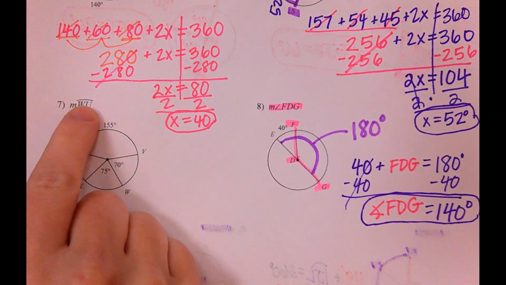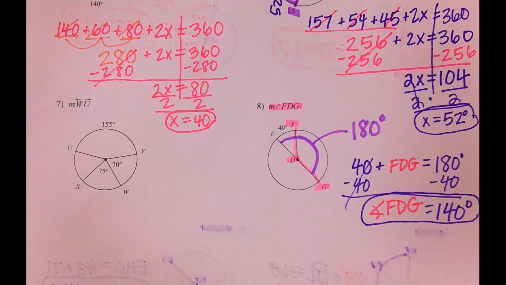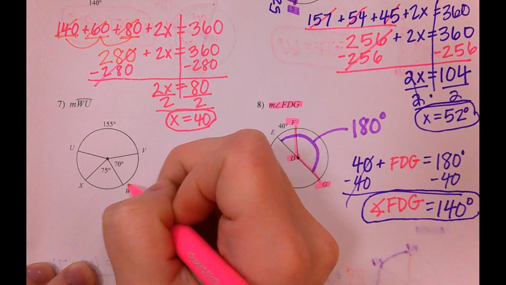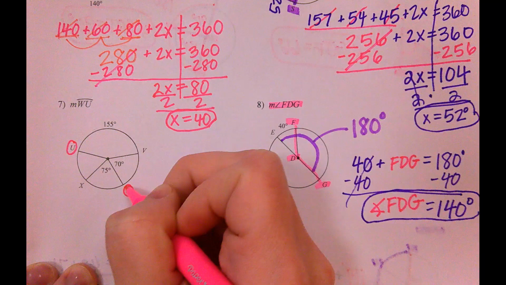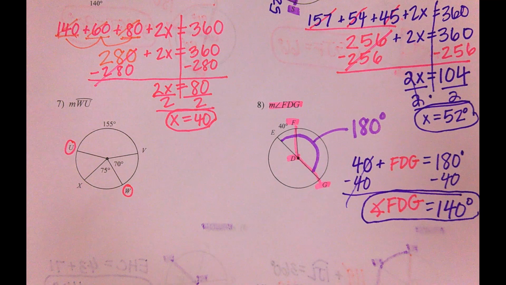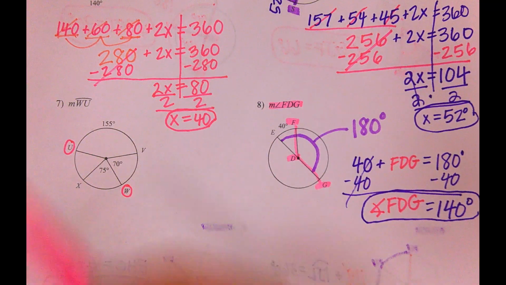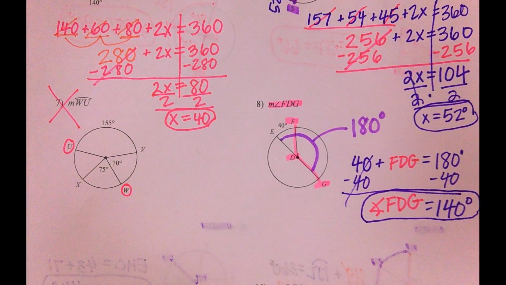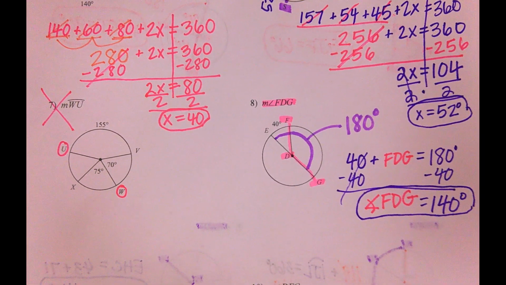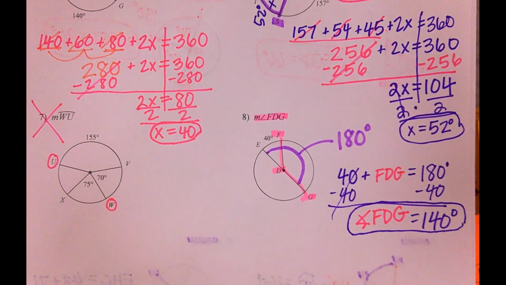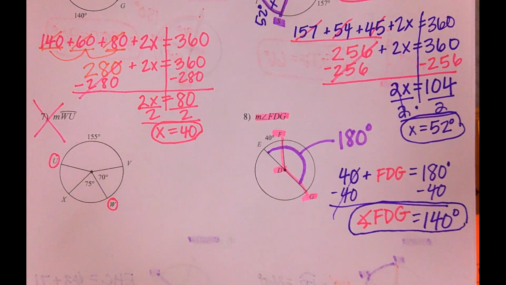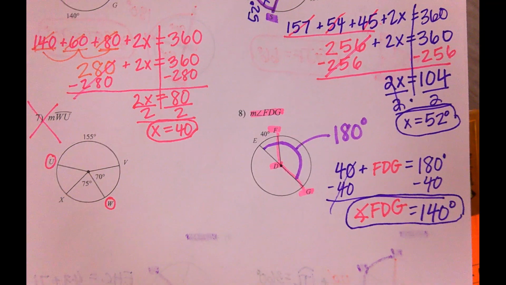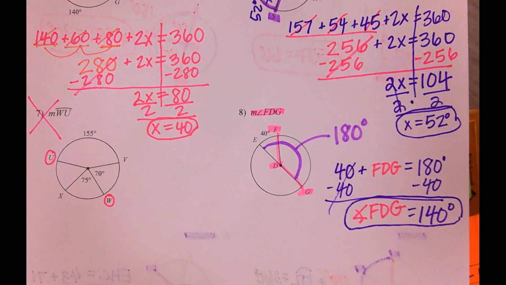WU, I won't give you something like that in the future. Because WU, I mean, there's W, there's U. Are we talking about WXU or WVU? I don't know. They didn't really tell us. That's not a good question. I just wouldn't worry about number 7. They made a mistake. And they did it on pretty much all of the arc ones.